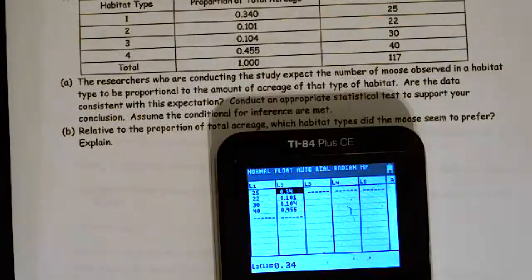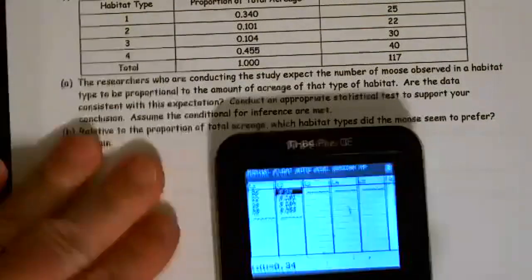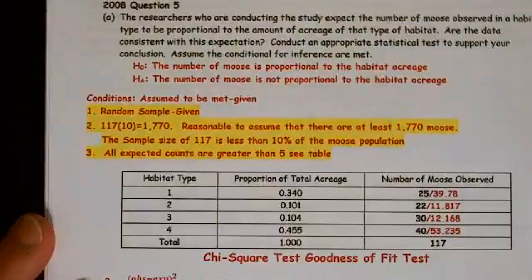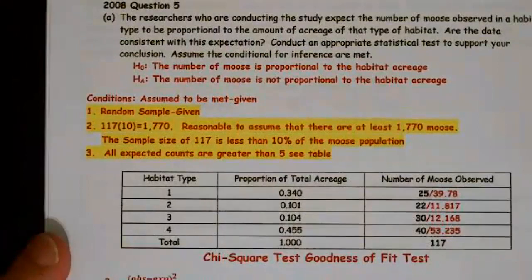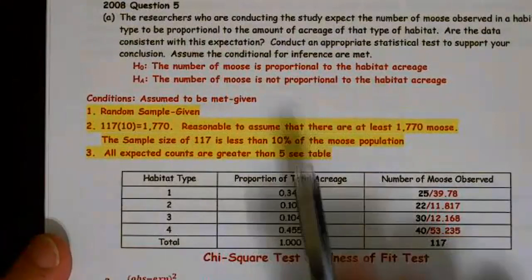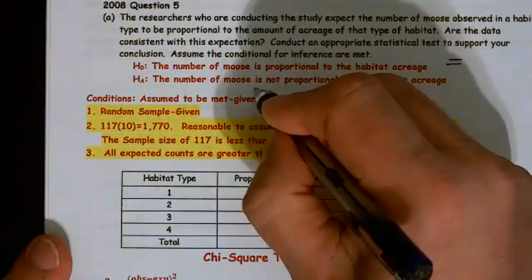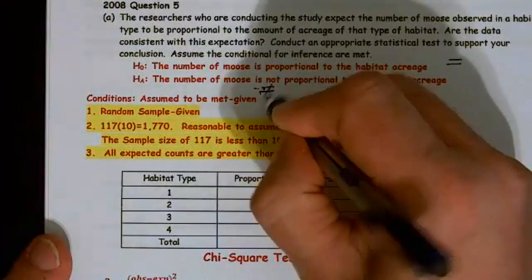But in this case, we only have one list of observed data, only one sample. Then it must be goodness of fit, because homogeneity requires more than one sample. So conduct an appropriate statistical test to support your work. The null is the number of moose is proportional to the habitat acreage. The alternative is that it is not. And notice that every time we've done it, we've always worked with a very positive "is," and here we go to "is not," which is basically different.